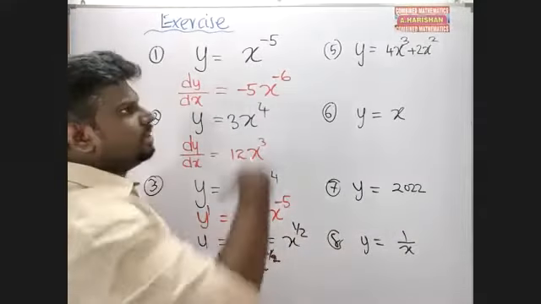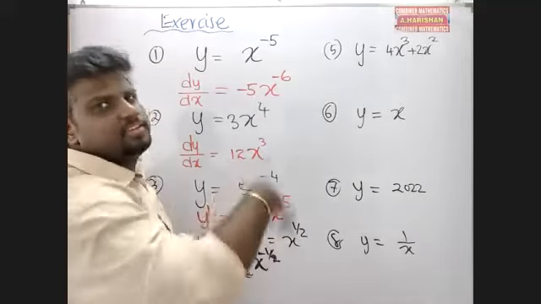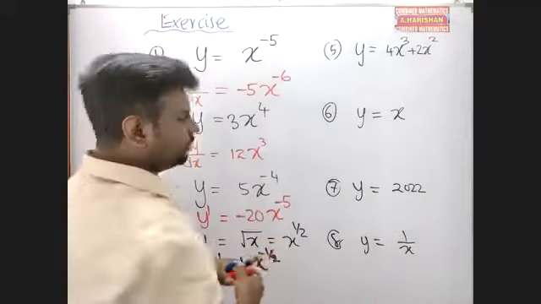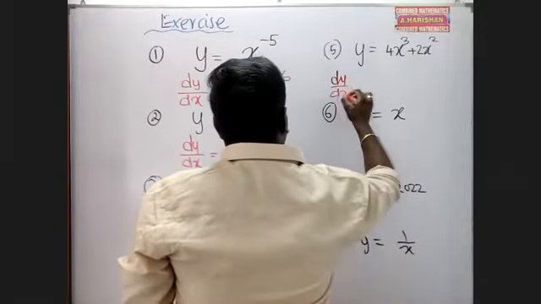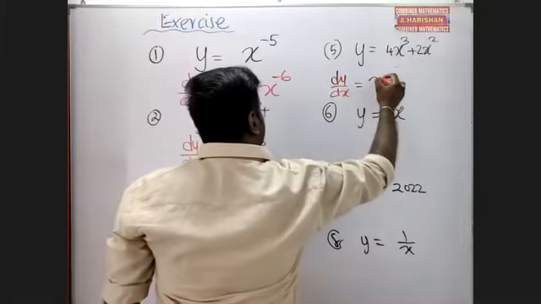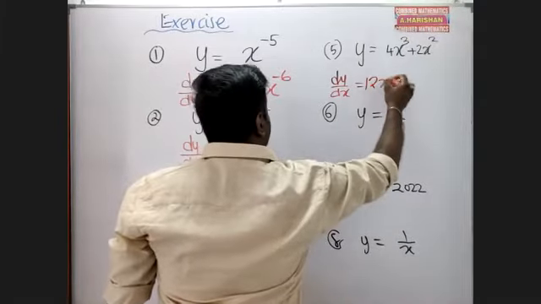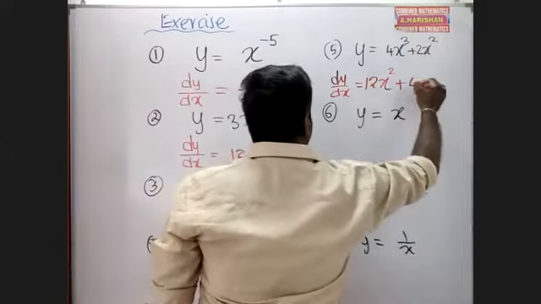This one, with plus, we don't need to worry about it, like with limits. If it's plus, we can differentiate each term individually the same way. Y prime or dy by dx. I write dy by dx here. So I differentiate this: 12x squared, plus I differentiate this: 4x.